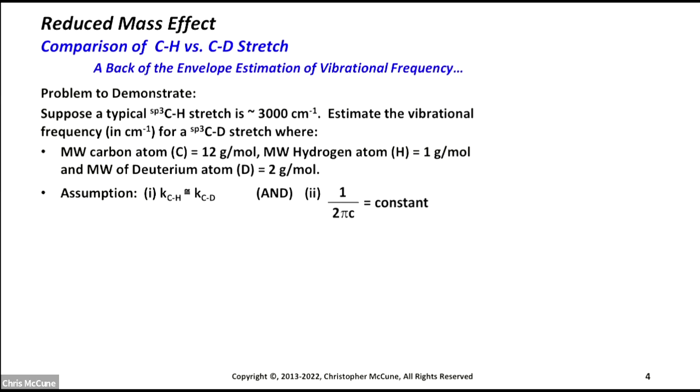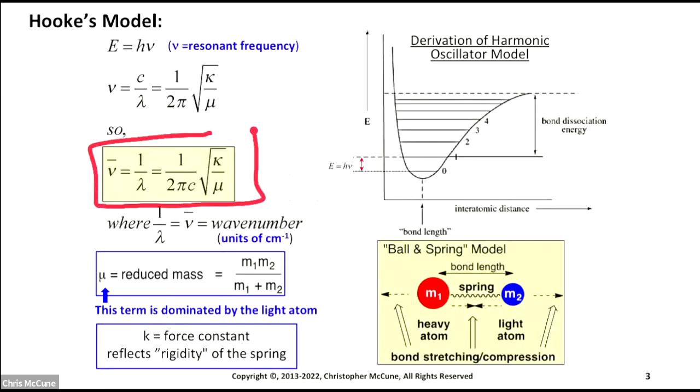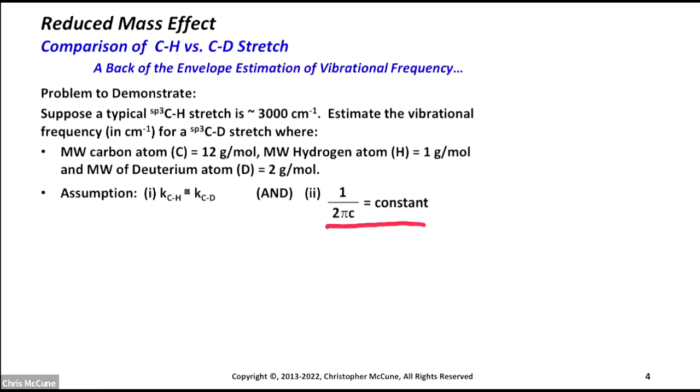Okay, so the molecular weight of carbon is 12 grams per mole, the molecular weight of hydrogen is 1 gram per mole, and the molecular weight of deuterium is 2 grams per mole. And we can assume that the force or spring constant for the CH stretch is about the same as the CD stretch. So we'll just assume that's a constant number. And from this equation, we can assume that this is a constant as well, because that's 1 over some constant, the speed of light. So 1 over 2 pi times a constant is a constant.